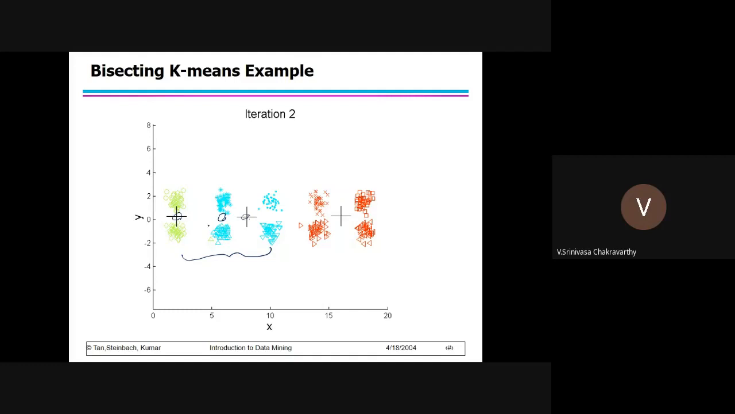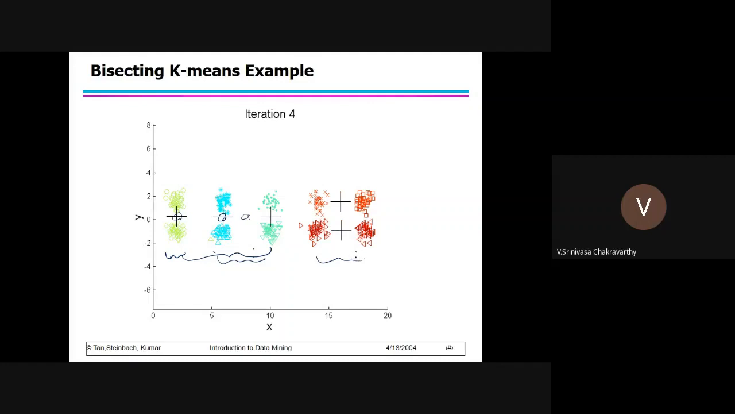So you have three clusters. The one here is one cluster, the blue ones are the next cluster, and the brown ones are the third cluster. Now you see that the blue ones are the biggest cluster, so split it into two again. So you get this. Now you have four clusters: 1, 2, 3, 4. These brown ones are the biggest cluster now, so split it into two again.